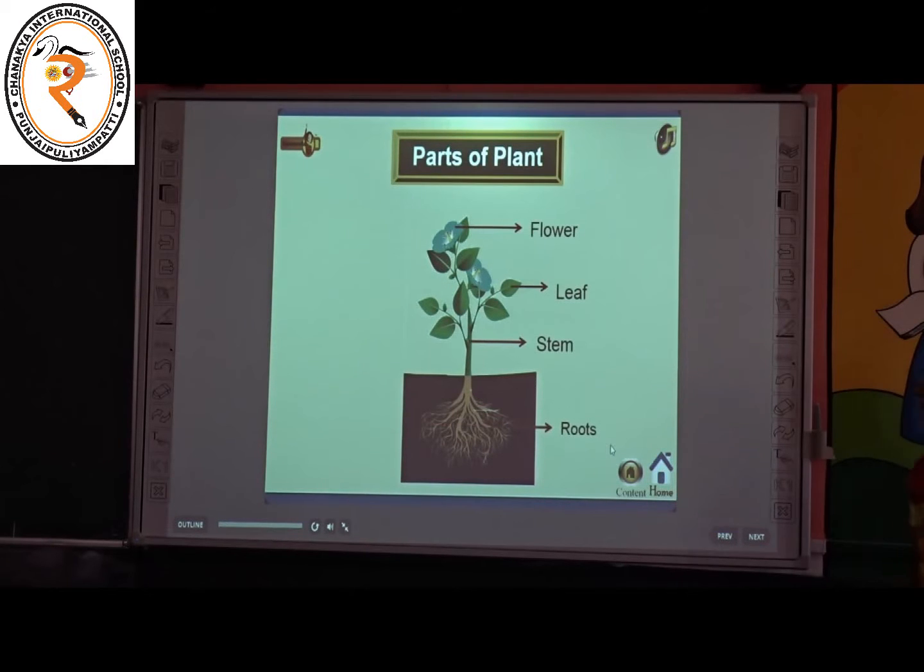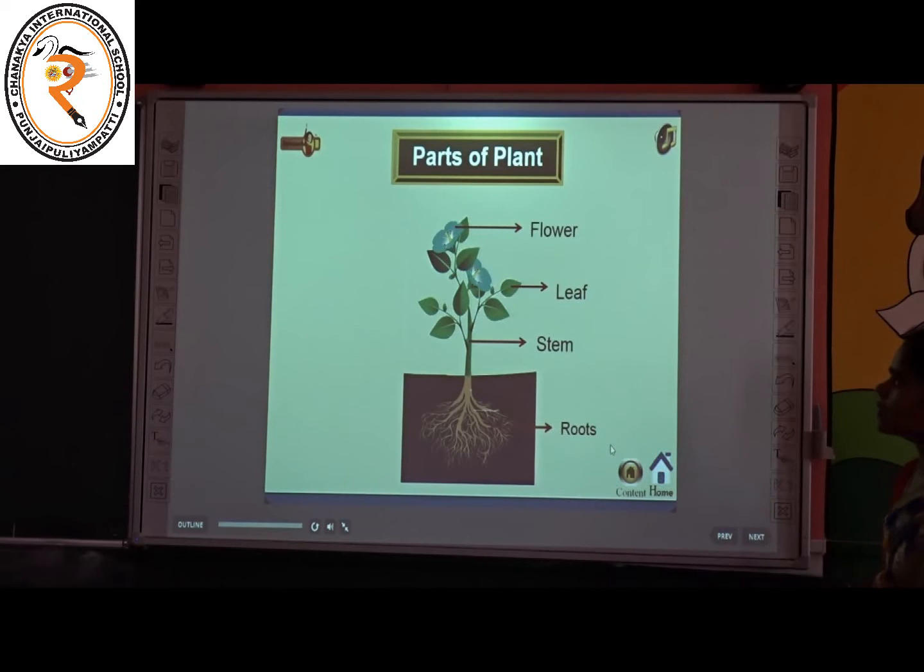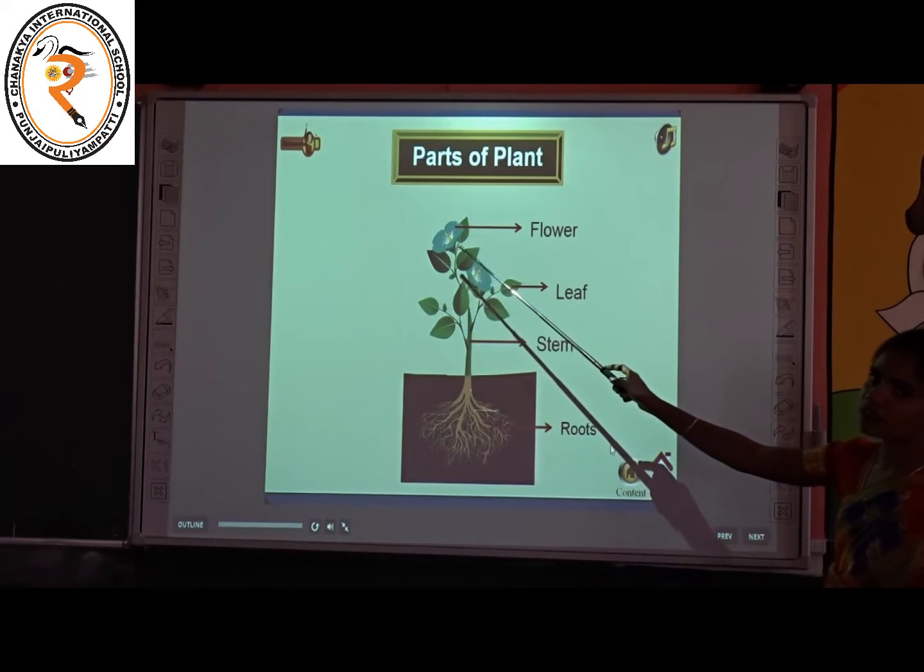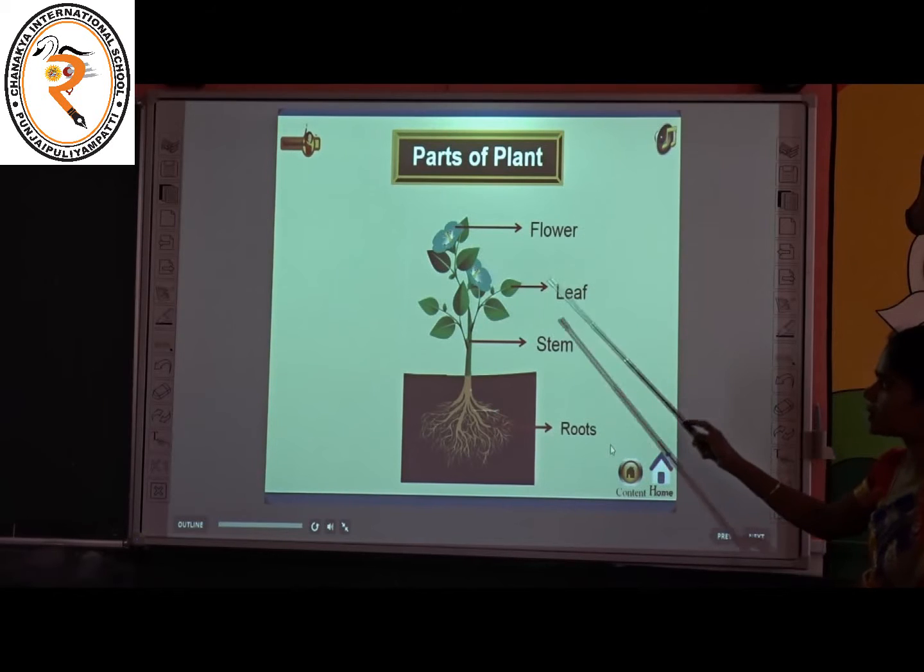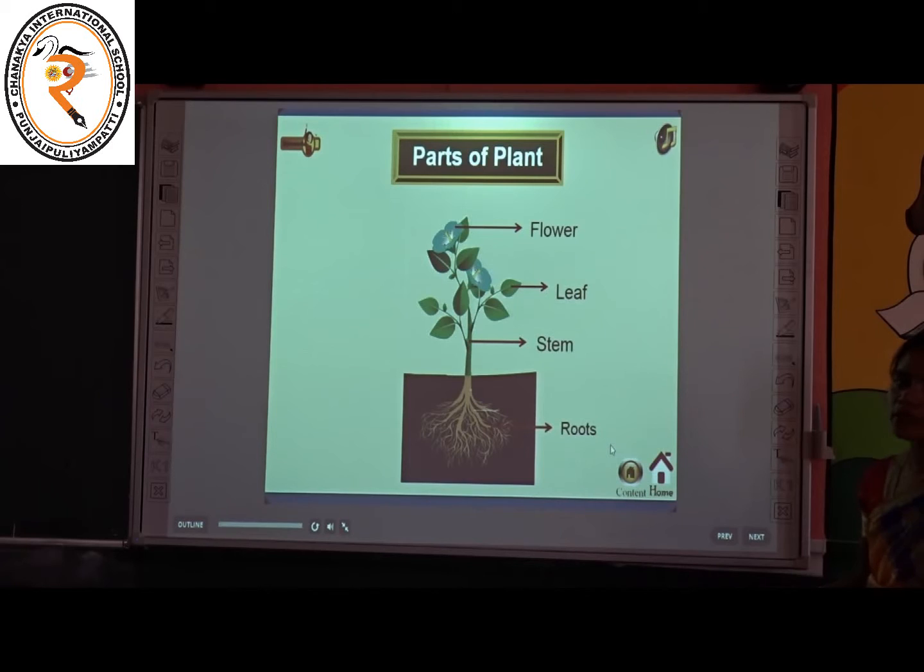And the next one, parts of the plant. Look at the picture. It is a plant. What are all the parts of a plant? The colorful part of a plant is the flower. The second one is the leaf. It is the food factory of the plant, because leaves make the food. Then the stem. What is the function of the stem? It holds all the parts like flower, leaf and other parts. And the final part is the root. So these are the main parts of a plant. And the next one.